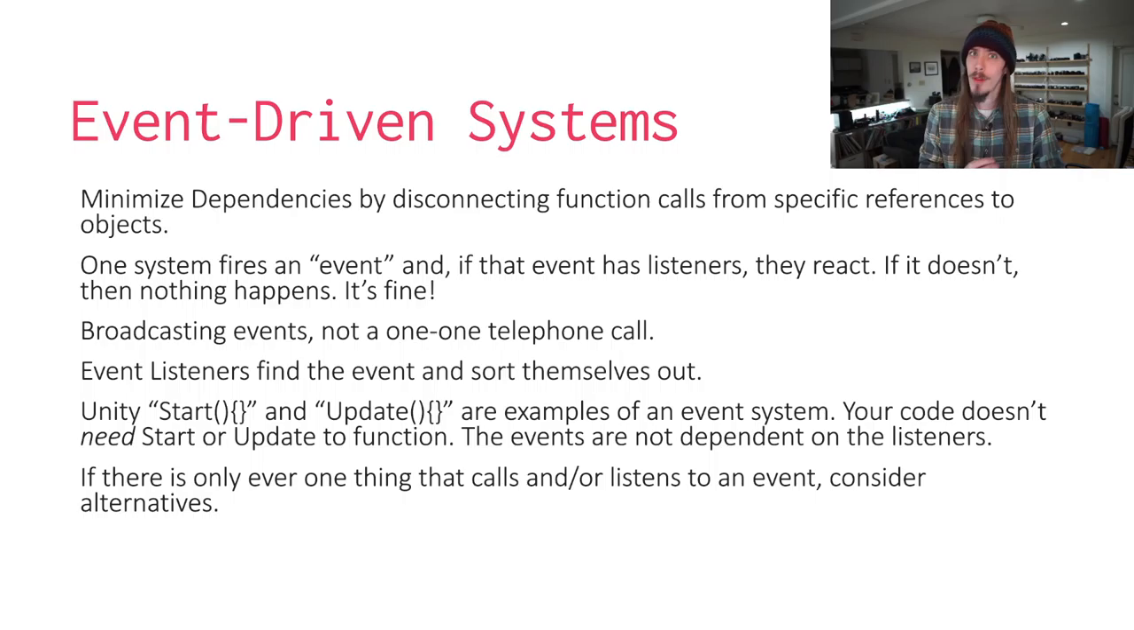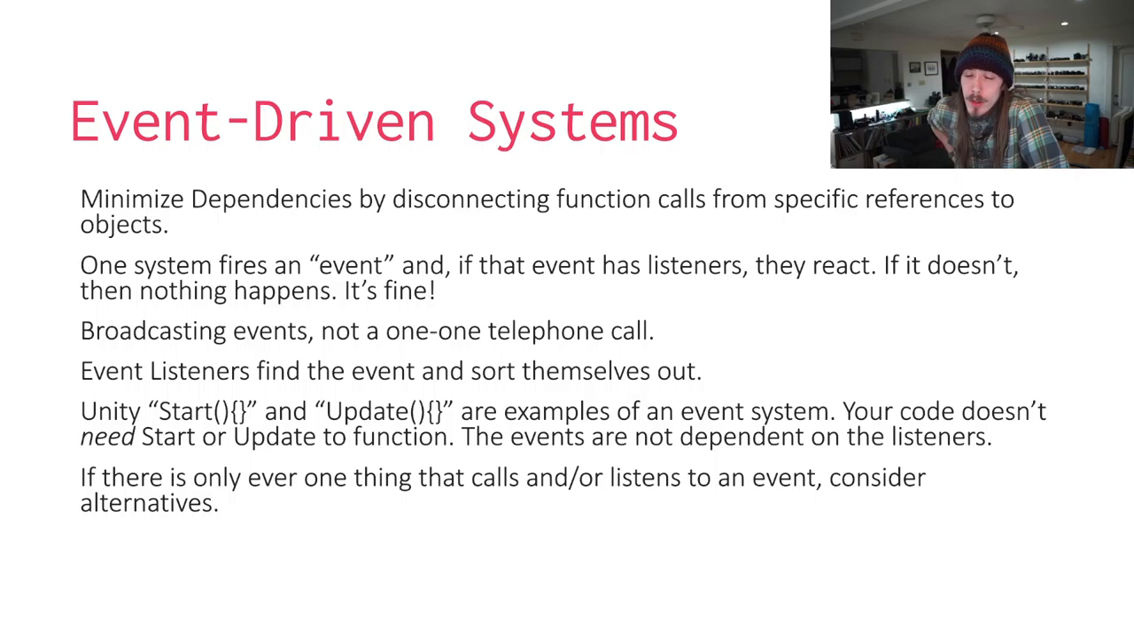We use events all the time. Unity has a built-in event system that you have been using since day one of Unity. We write code in the function called Start, and Unity will broadcast to every game object, hey, if you have a Start function, run it now. And if you don't, fine. That's an event system that allows us to just write the word Start, and then it just works. So we don't need Start or Update to function. There's no dependency there where Unity's game loop manager needs to know all the game objects.